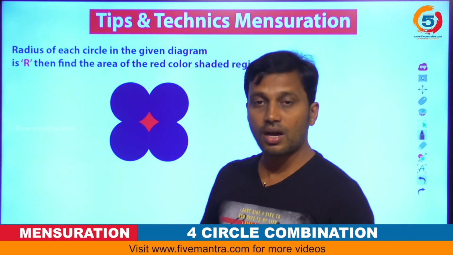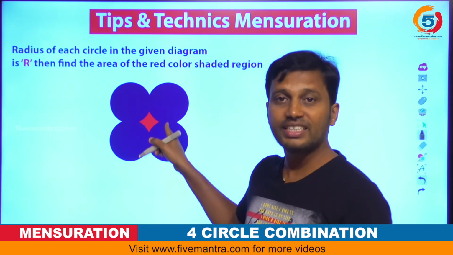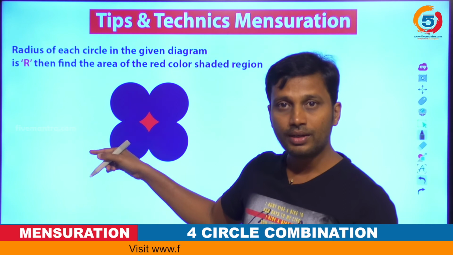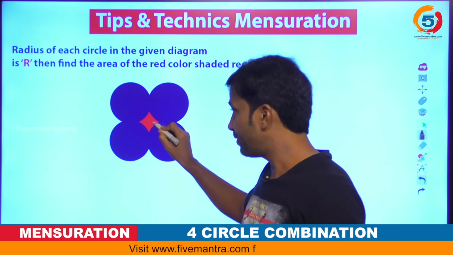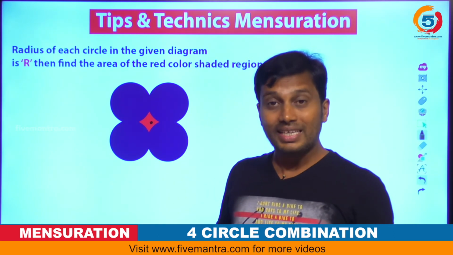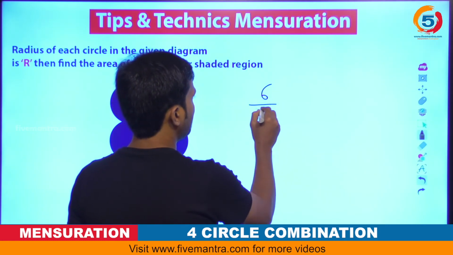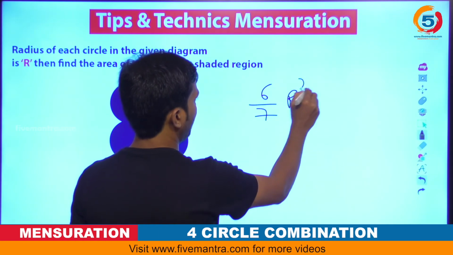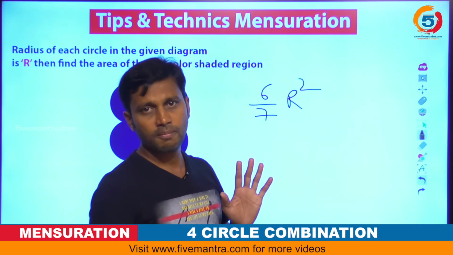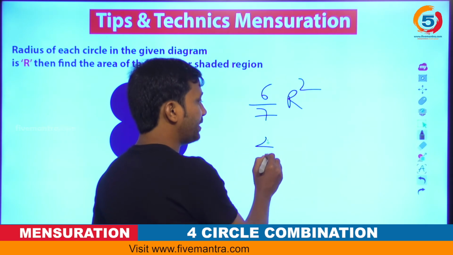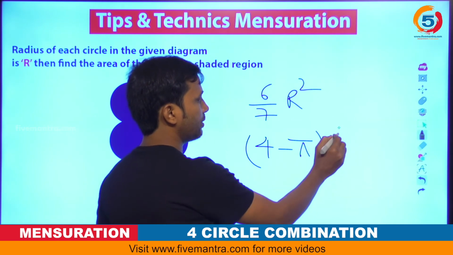When 4 circles of equal radii are arranged in such a way that each circle touches the other 2, then the area occupied in between the circles is finally 6/7 r square. Numerically, you can directly put the value of r in this, and if the answer is given in terms of pi, it is (4 minus pi) into r square.